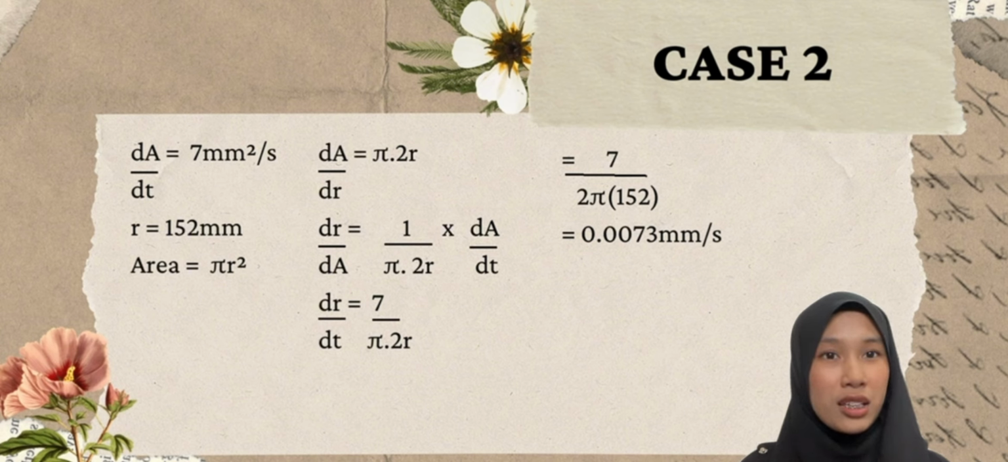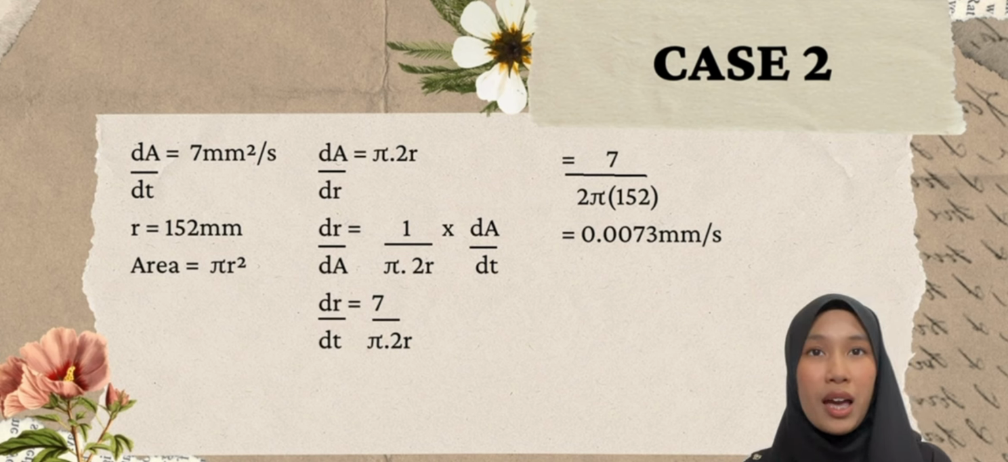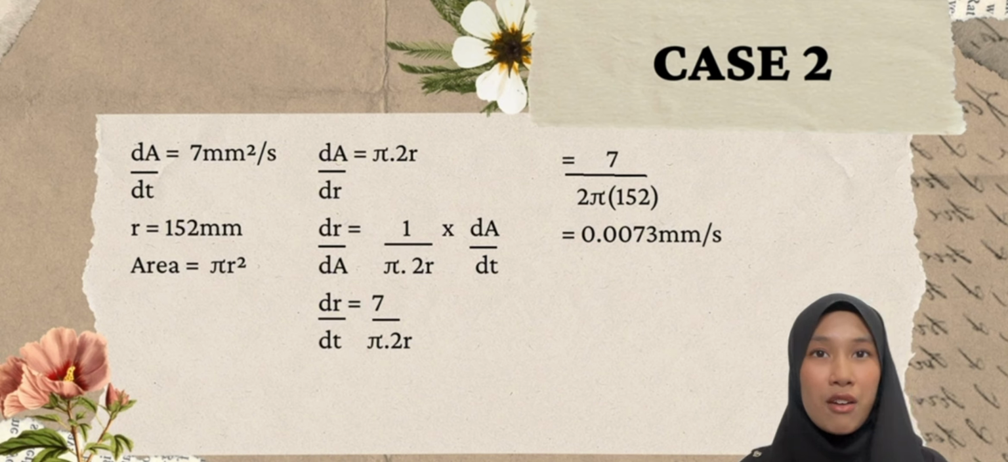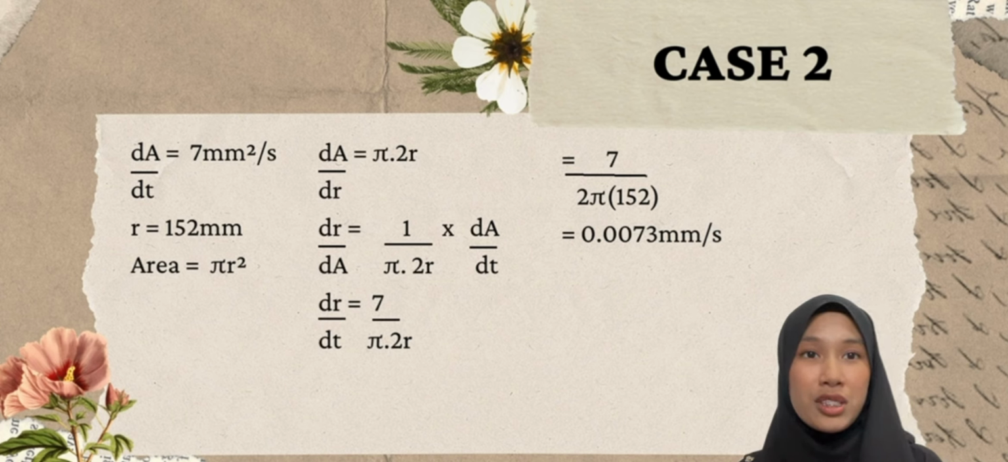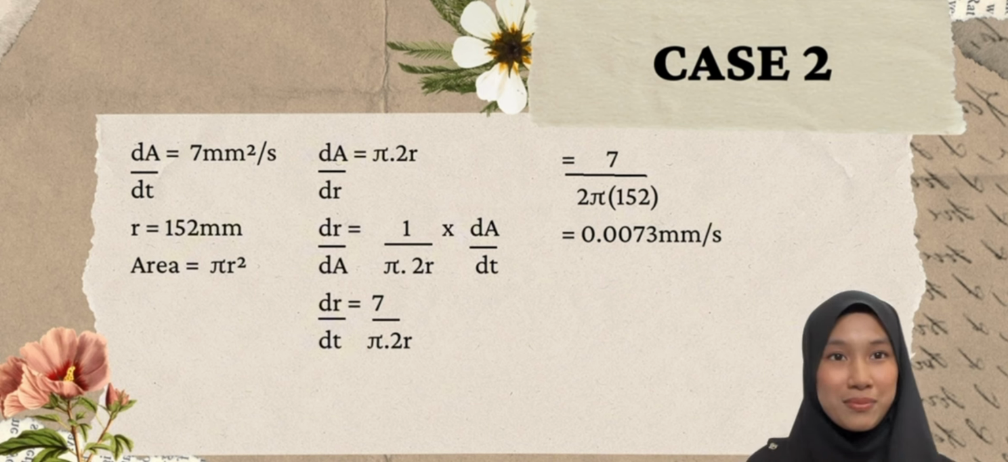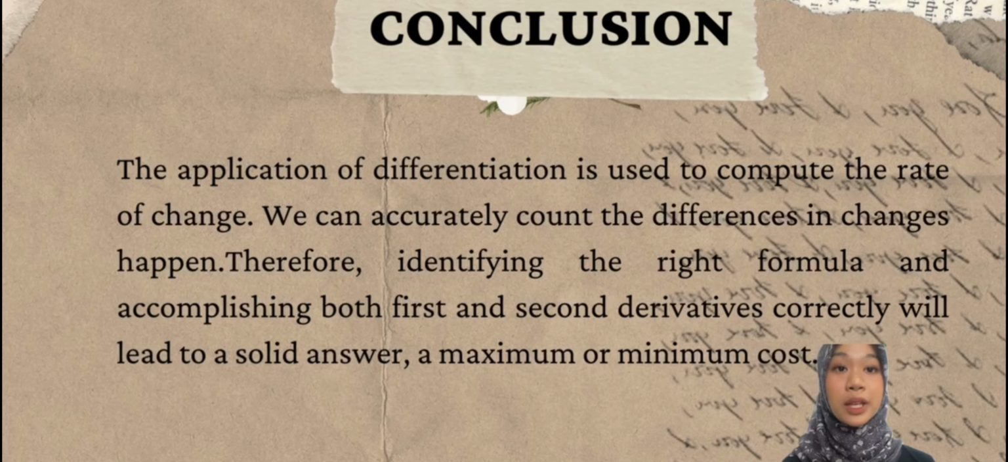Since the question asks for dr over dt, we have to multiply by dA over dt as well. And then for dr over dt, we will get 7 over pi times 2r. So we have to substitute r with 152, and the answer we will get is 0.0073 millimeter per second.